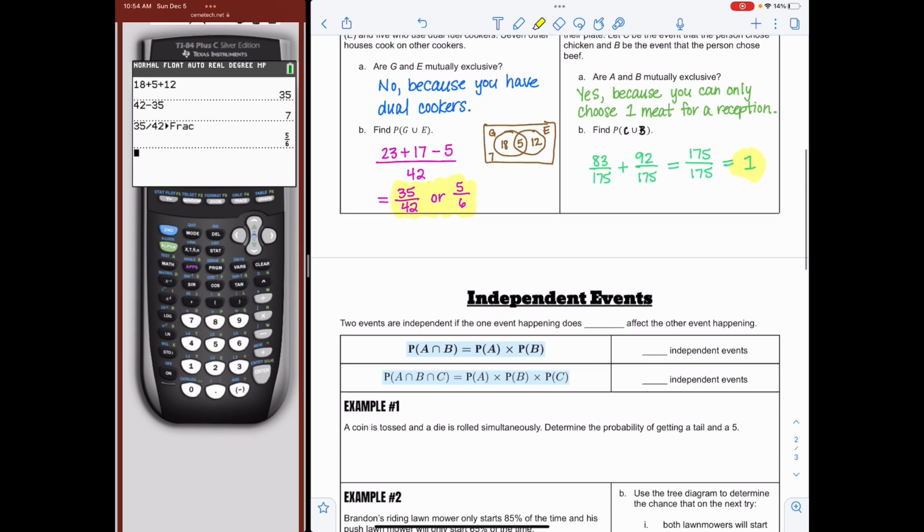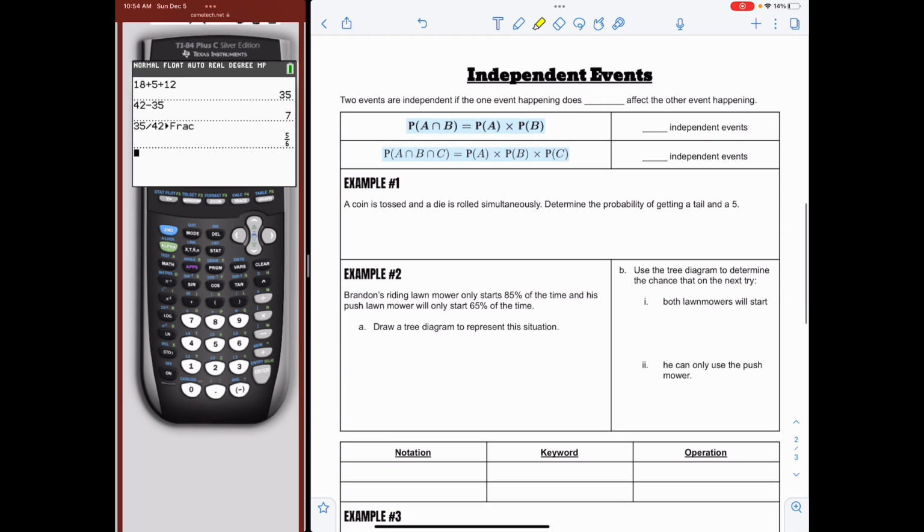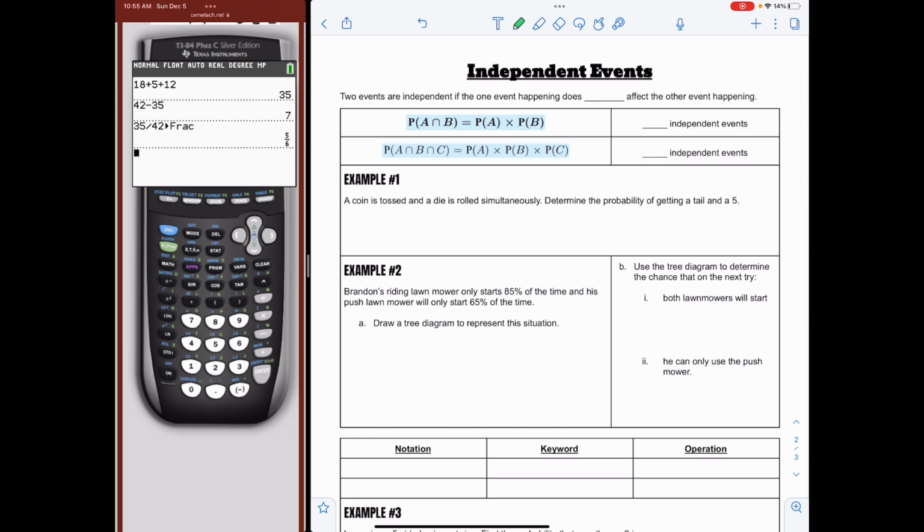All right. Now let's look at independent events. Two events are independent if one event happening does not affect the other event happening. So anytime we do this, we would say this is referring to the probability of A and B happening at the same time. That symbol means the probability that A and B will be equal to the probability of A times the probability of B. And this will end up happening for two independent events.